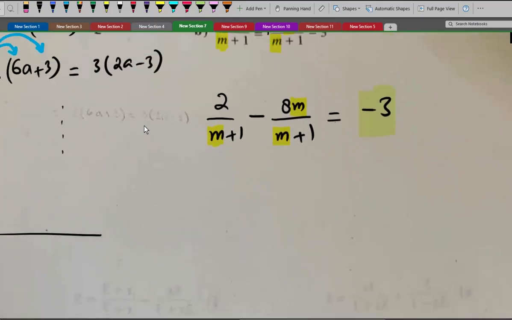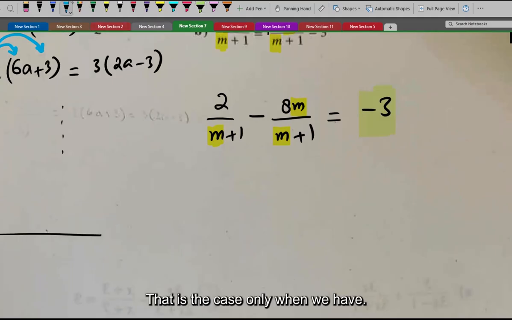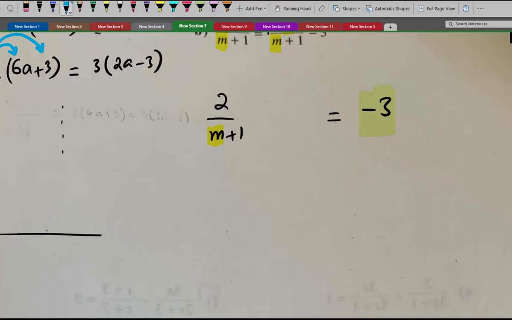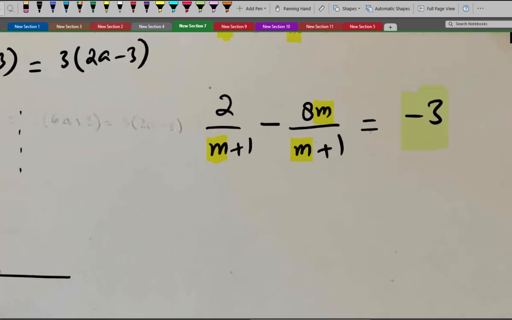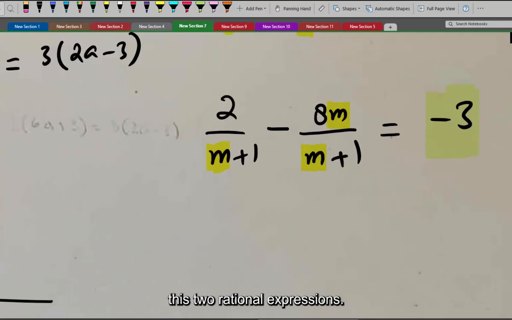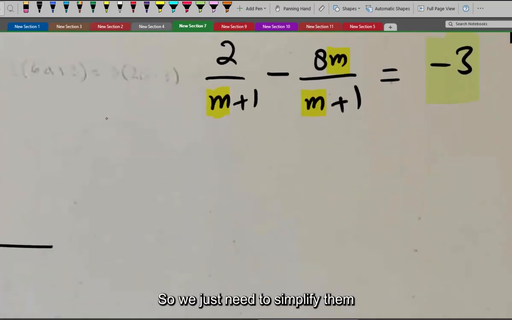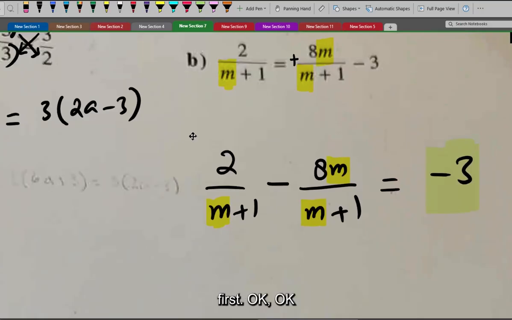Are we going to cross multiply? No, we cannot do that. That is the case only when we have a single fraction on each side. Let's say it was like this, then we could have done the cross product. But right now we have these two rational expressions, so we just need to simplify them first.